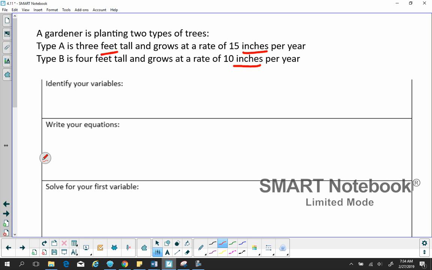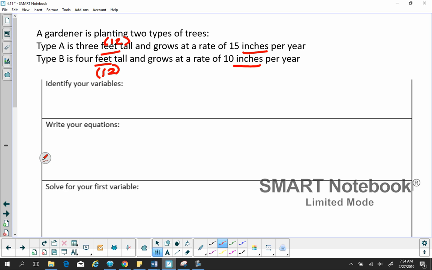Are all these units in inches? Nope. How many inches are in a foot? 12, right? So I'm going to need to multiply this by 12. Same thing with this number, because I want it all in inches.